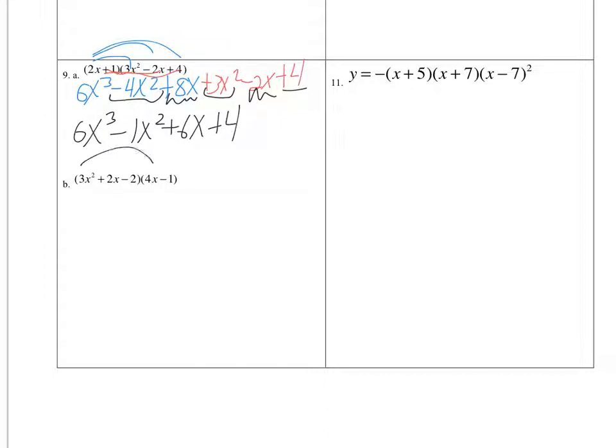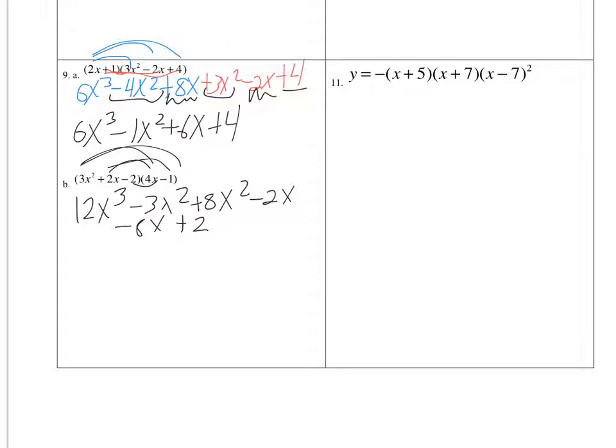Last one of these, 3x squared times 4x is going to be 12x to the 3rd, minus 3x squared, plus 8x squared minus 2x, and then minus 8x plus 2. Combining like terms, nothing for the cube, 12x cubed, minus 3 plus 8 is plus 5x squared, minus 2 minus 6 is minus 8x, and plus 2.